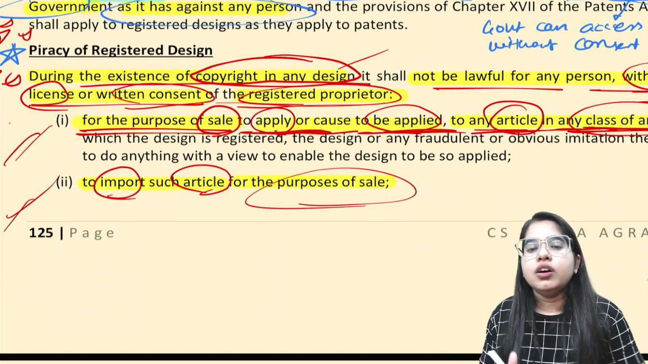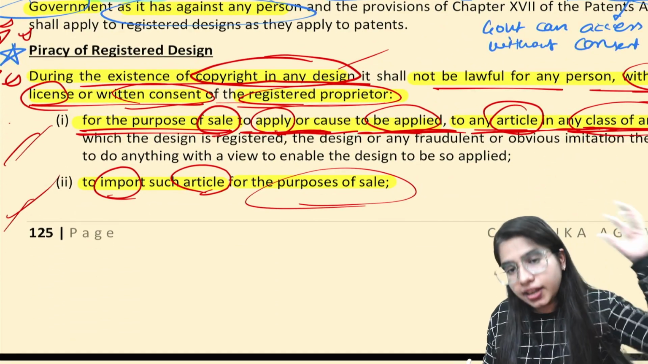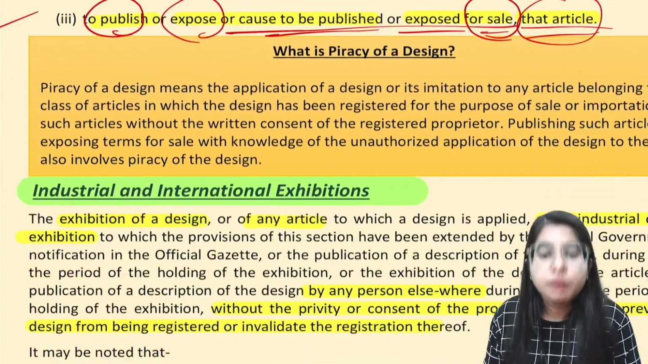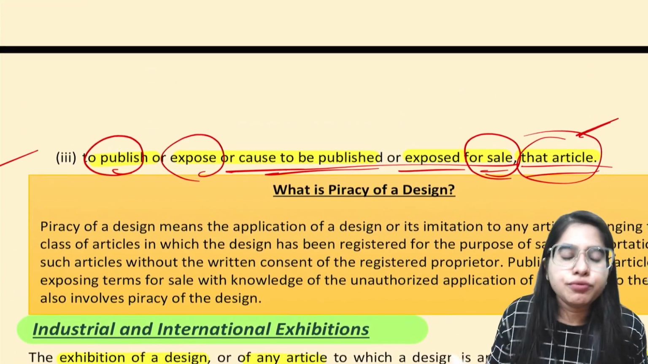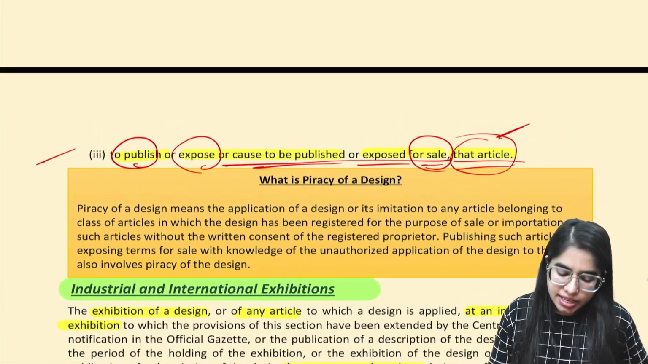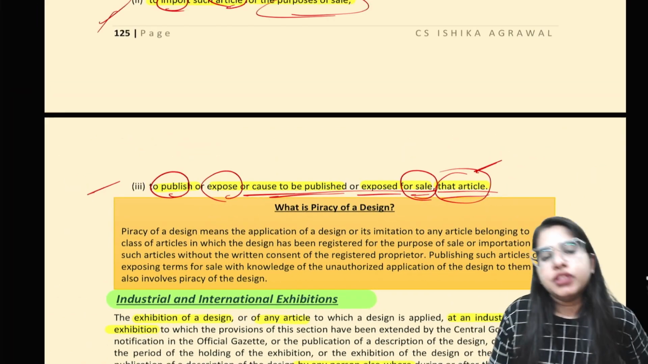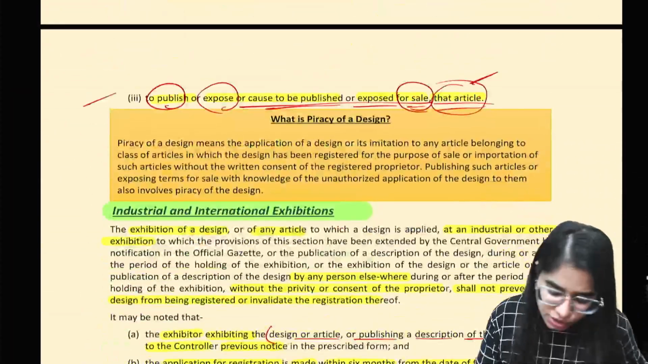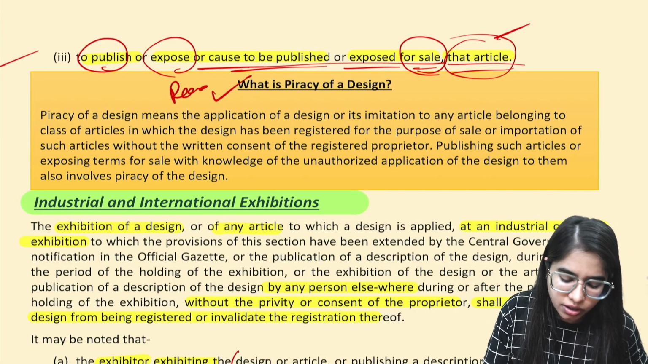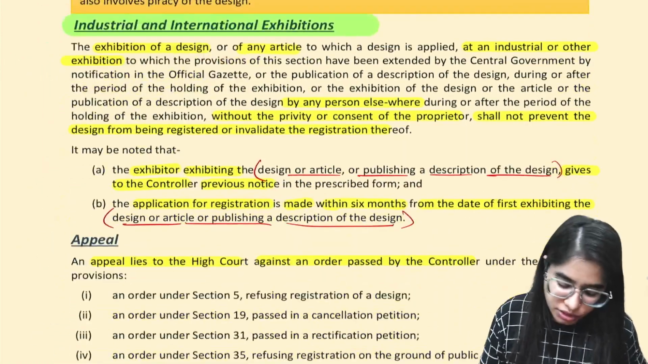Number one, for the purpose of sale, you are applying that design to an article. Number two, you are importing that article for the purpose of resale. Number three, you are publishing it to the public for the purpose of sale. Are we clear with this? With this we are done with piracy of registered design. The same thing is given here. You can just have a read.